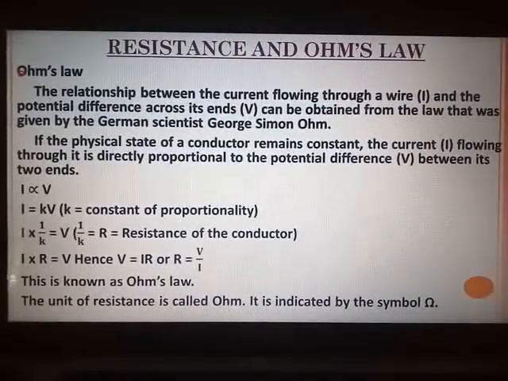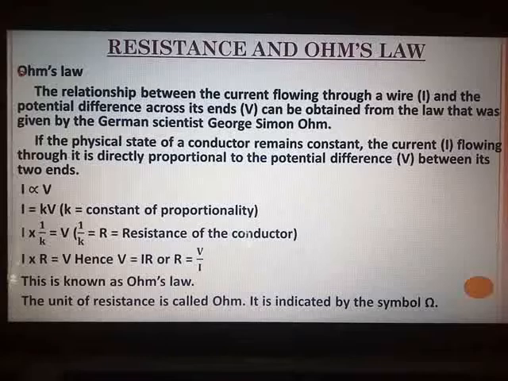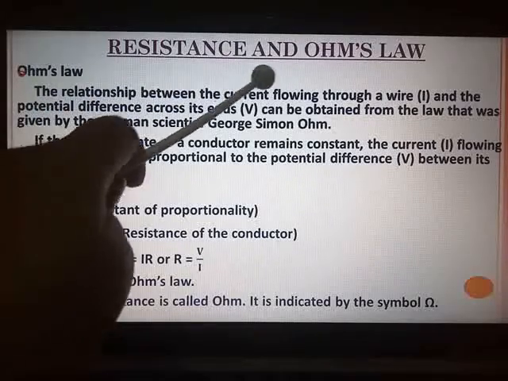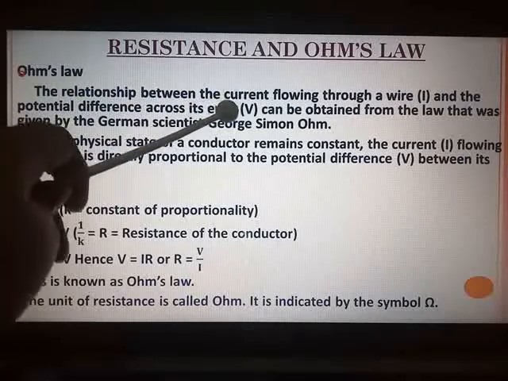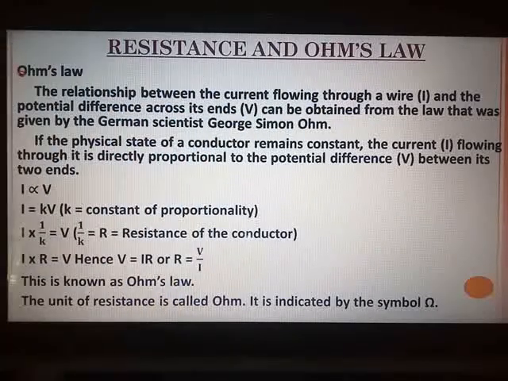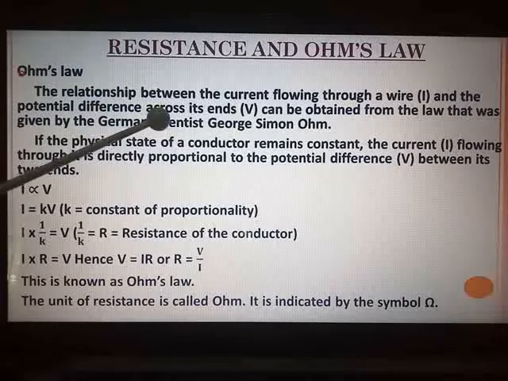Resistance and Ohm's law. This Ohm's law is extremely important in the field of electricity, and we have one experiment based on it in section A. What does Ohm's law state? The relationship between the current flowing through a wire and the potential difference across its ends can be obtained from the law that was given by the German scientist George Simon Ohm.